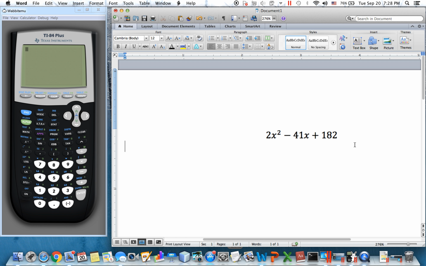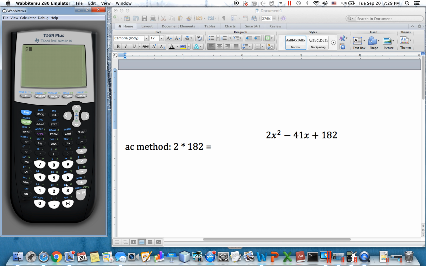So today I'm going to tell you how to use a calculator to factor something. You've got 2x squared minus 41x plus 182. Because we use the AC method, we're going to multiply 2 with 182. So we multiply 2 times 182, and we get 364.